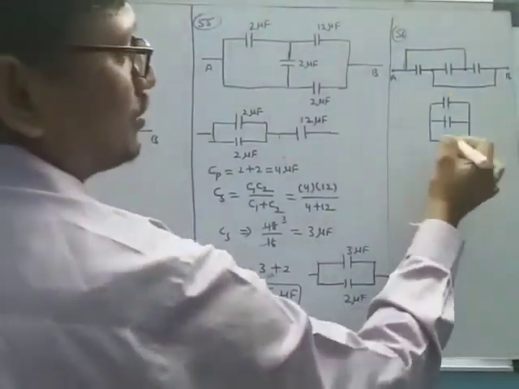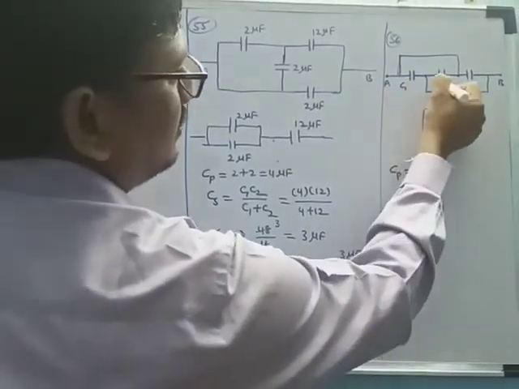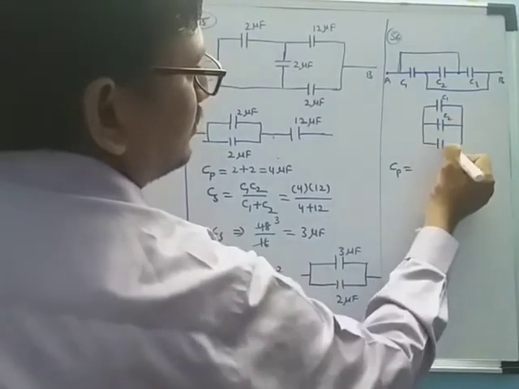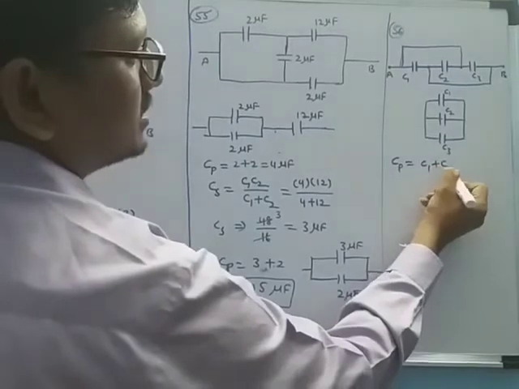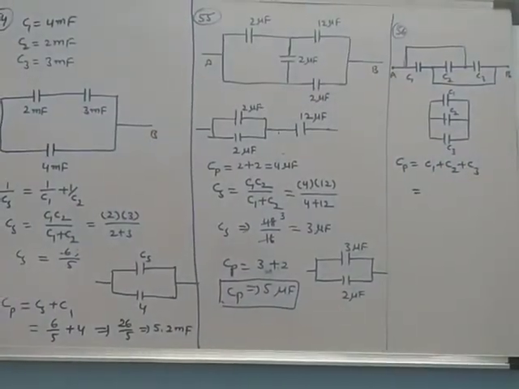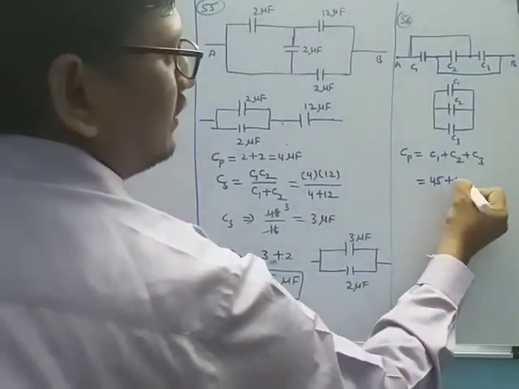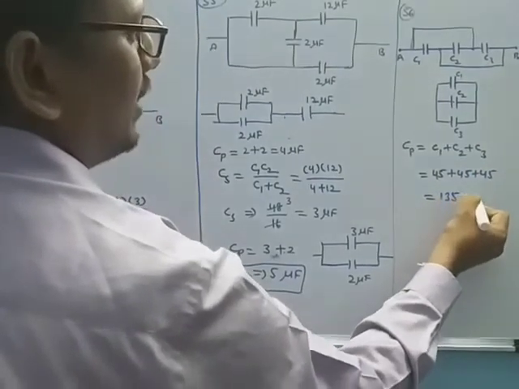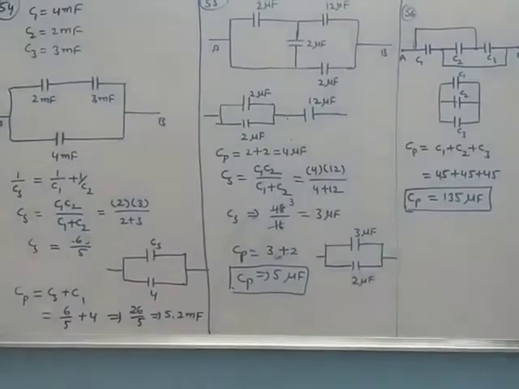Now the effective capacitance in parallel combination. What is the formula? Consider C1, C2, C3. Then the effective capacitance in parallel combination is C1 plus C2 plus C3. Each capacitor has a capacitance of 45 microfarad. So 45 plus 45 plus 45 is equal to 135 microfarad. This is the equivalent capacitance.